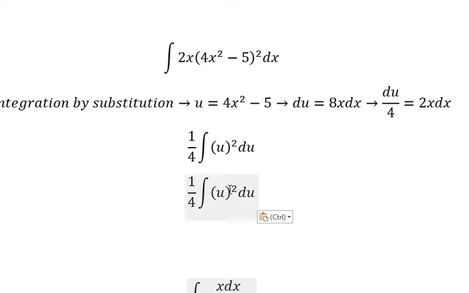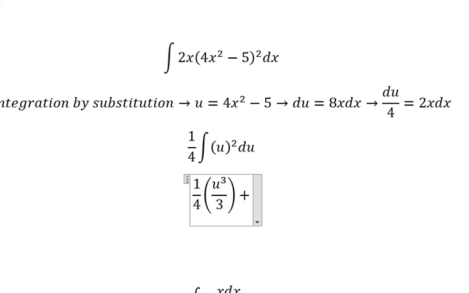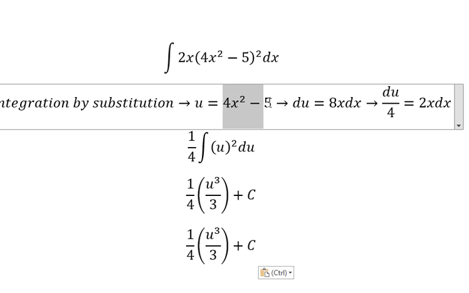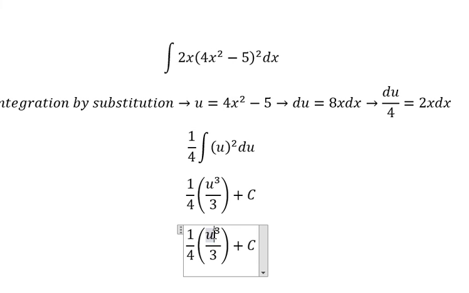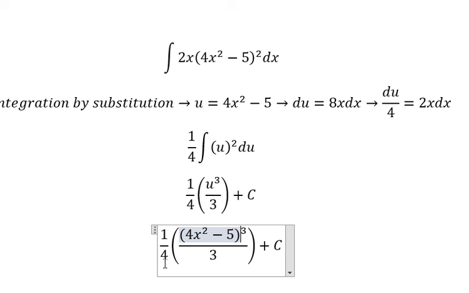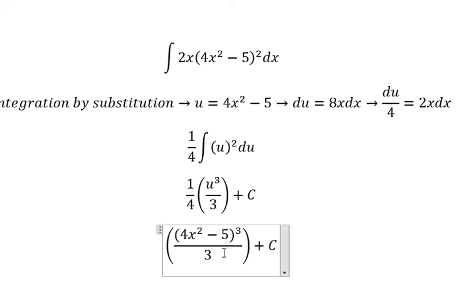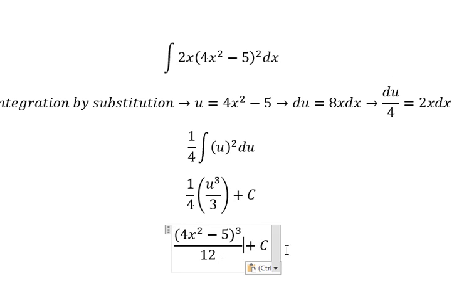The integration of u squared, you get u to the power of 3 over 3. And we put c. About u, that's this one. 4 multiplied by number 3, you get 12. And this is the final answer.